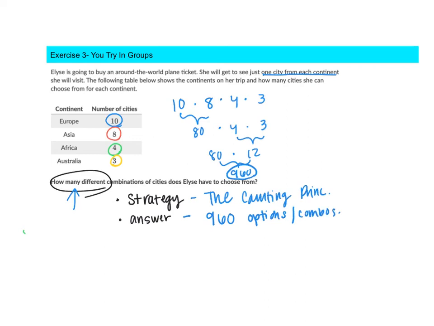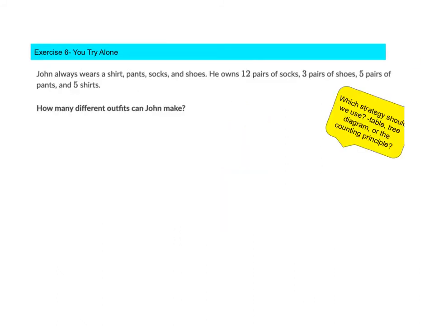And you should probably understand why we should not have done a tree diagram here. We would have had 960 final branches to our tree diagram. It's just not feasible. Okay? Hopefully you guys got that right. We're going to try one on your own now. Let's move on. All right, I want you guys to try this one on your own.